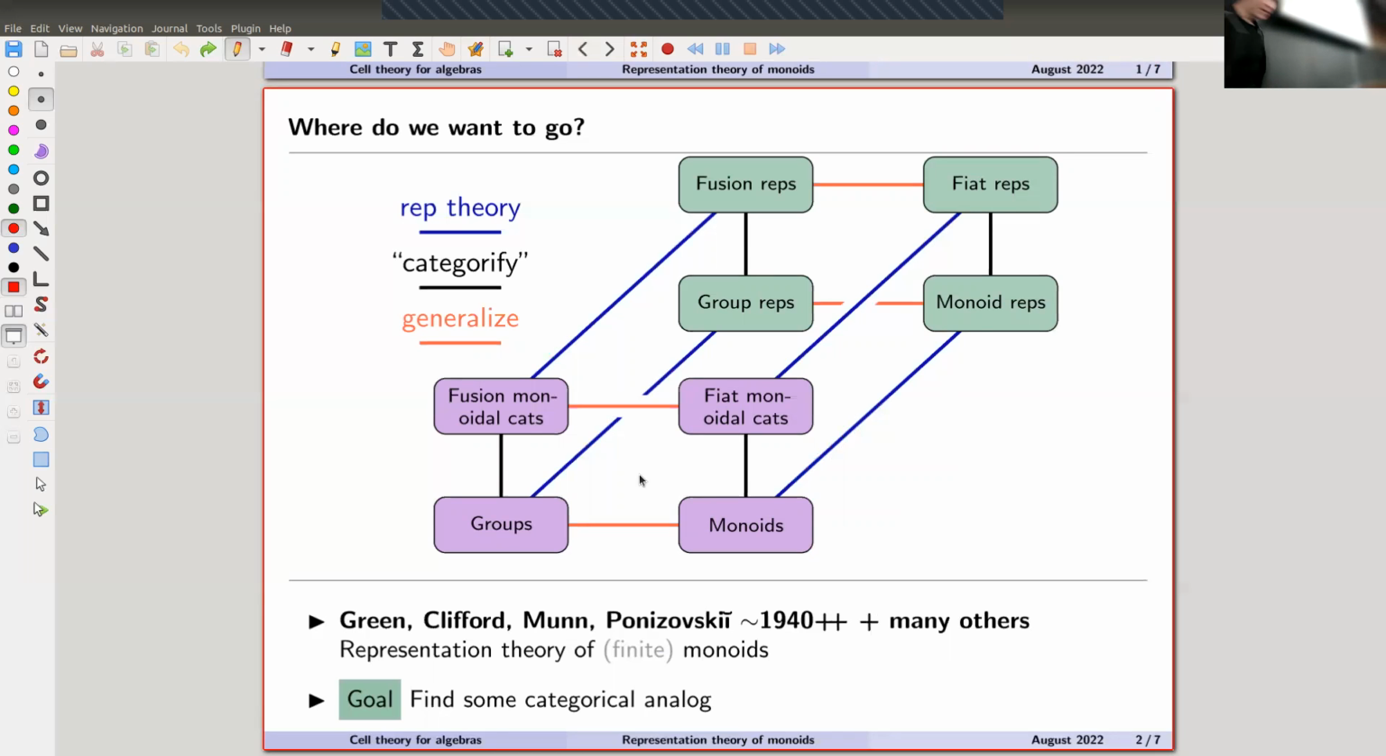So let me write down two examples for you. You see some examples anyway.